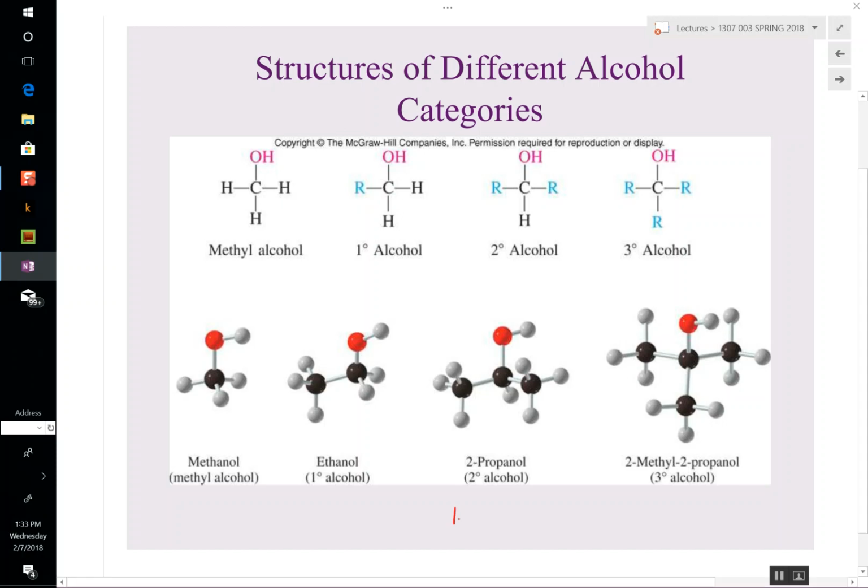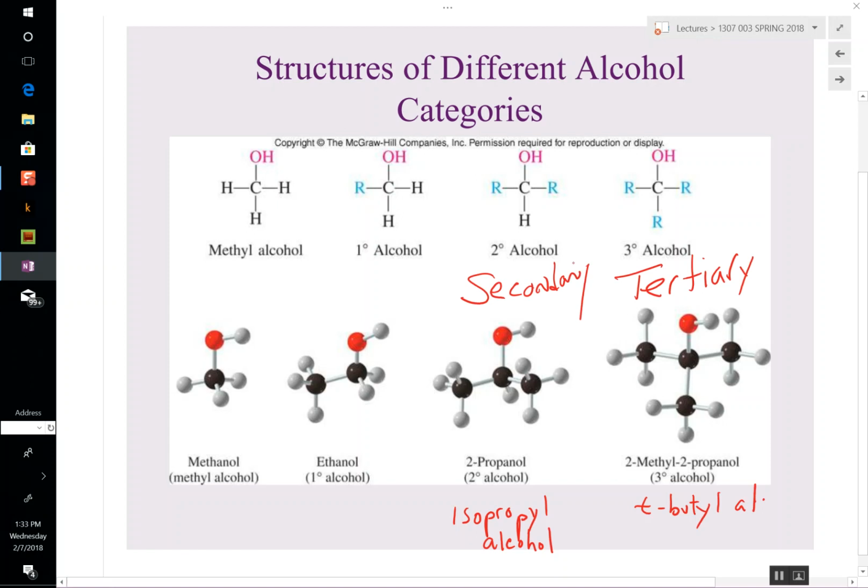And this is isopropyl alcohol. This is t-butyl, tertiary butyl alcohol. And you can see it is a tertiary. So this is tertiary. This is secondary. And this is primary. Tertiary butyl alcohol.